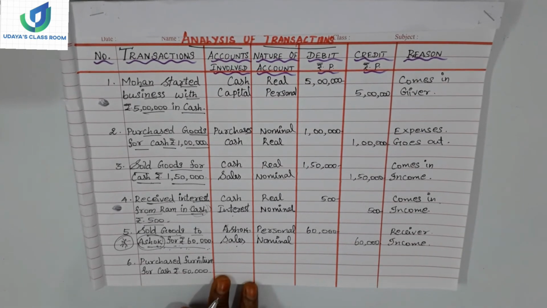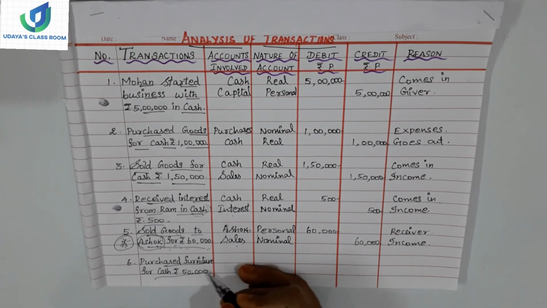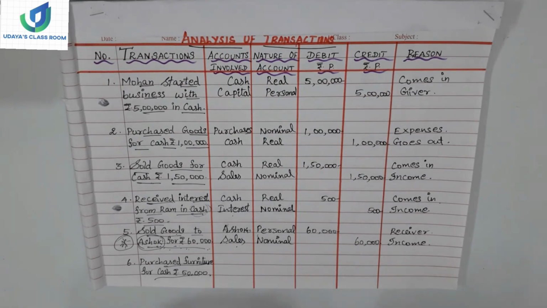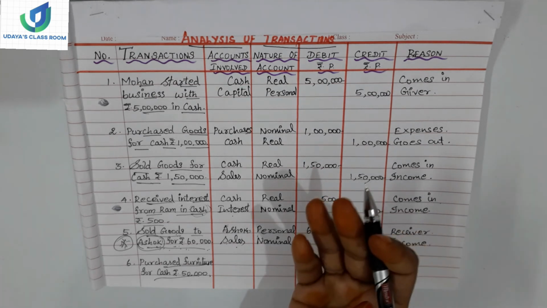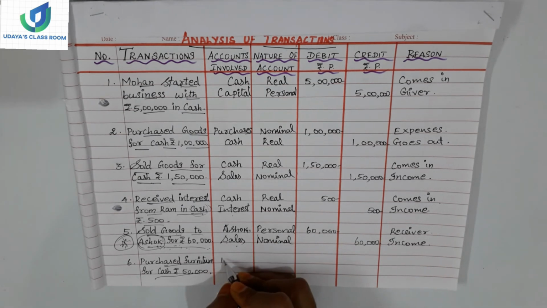Moving on to the next transaction: purchased furniture for cash rupees 50,000, which means for our company we have purchased furniture. What is coming inside? Furniture is coming inside, right? So what is involved in this transaction? Furniture. How will you purchase furniture? By giving cash only. So furniture is involved in this transaction and cash is involved in this transaction. So we have to write furniture and cash.